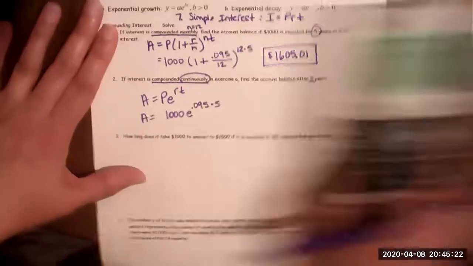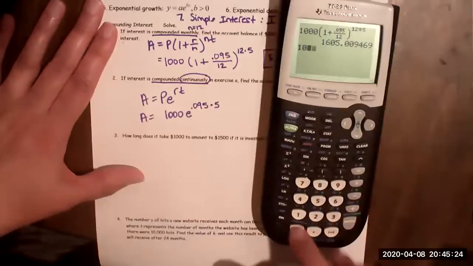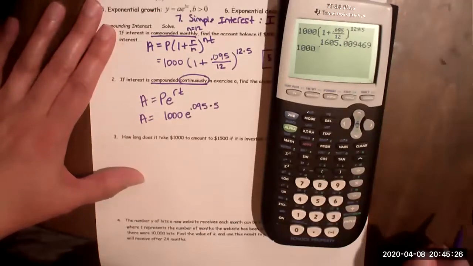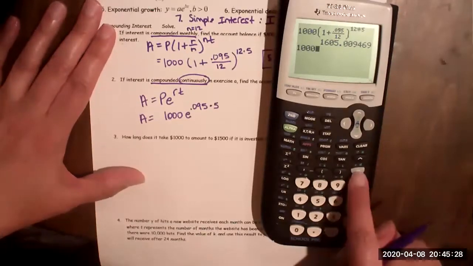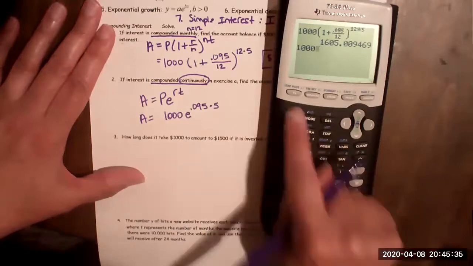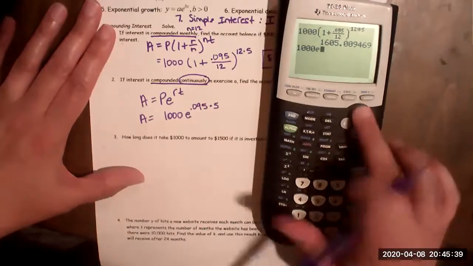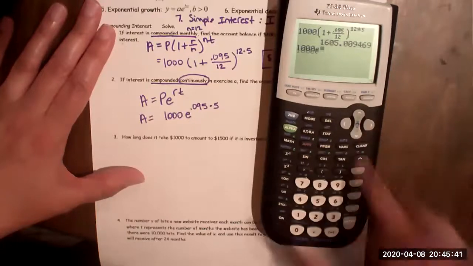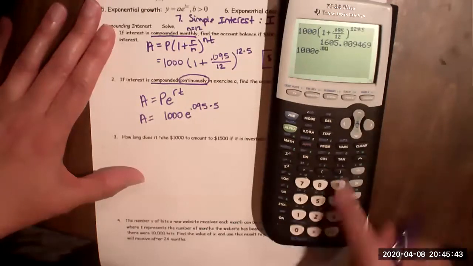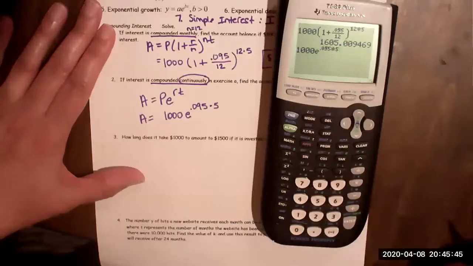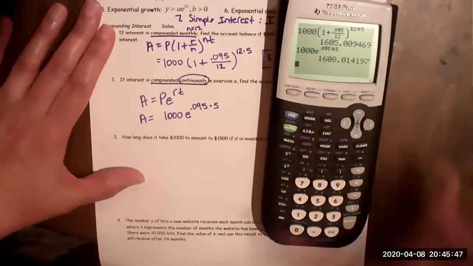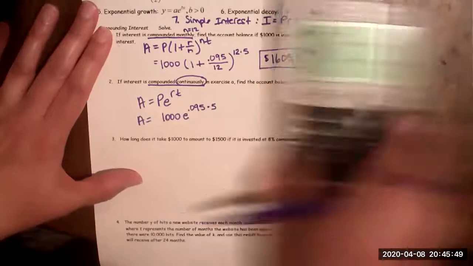So in your calculator, almost the same thing, 1,000. There is an E button on your calculator right here. If you look at the division sign on your calculator, right above it in blue on mine is a little E, so I hit second, and I get the E button on the calculator. Oops, sorry, raise that up to 0.095 times 5 power. So it should look like that. And I get 1,608.01.